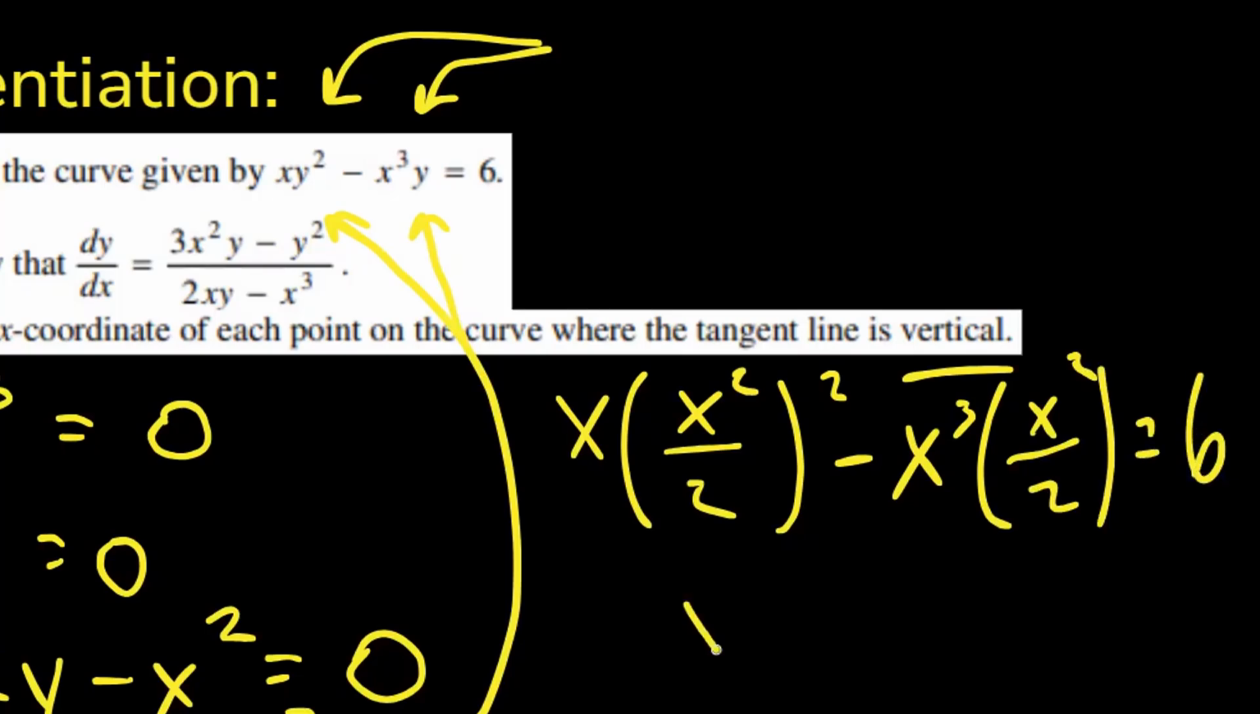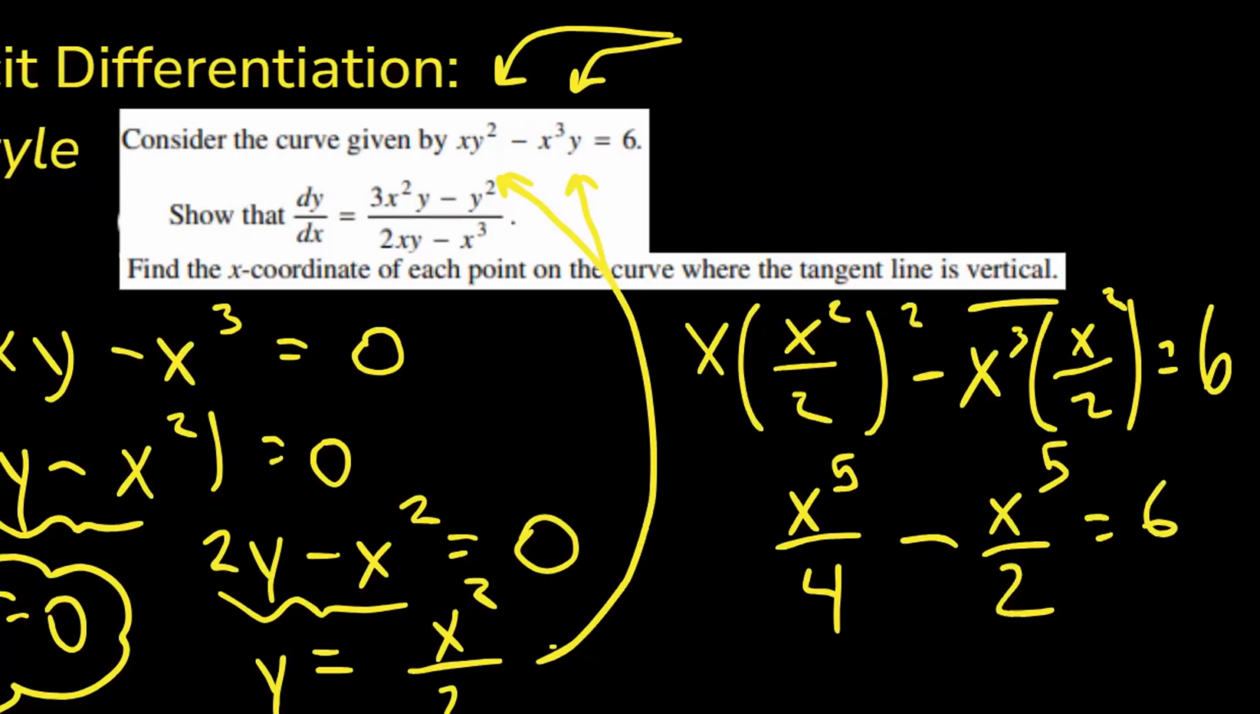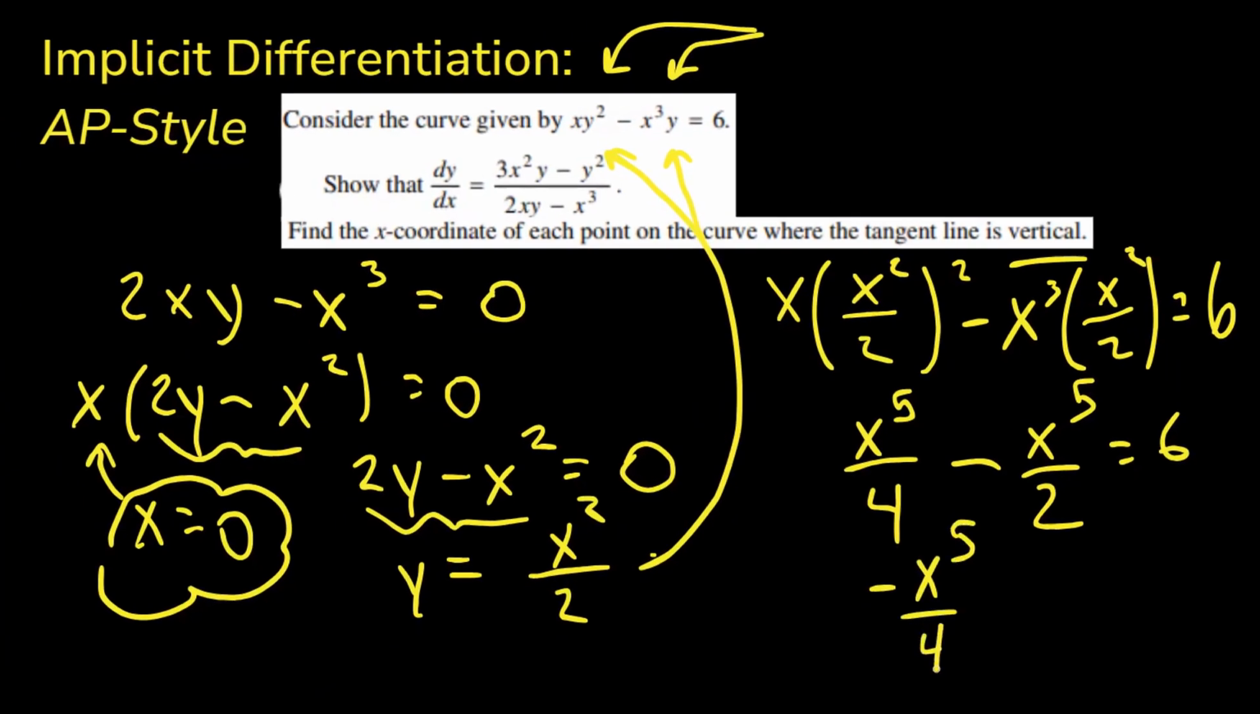We simplify that. Well, that's like 1/4 minus 1/2, which is going to give us negative x to the 5th over 4 equals 6. If we solve that for x, x would equal the negative 5th root of 24.